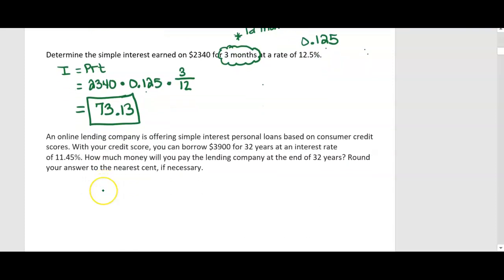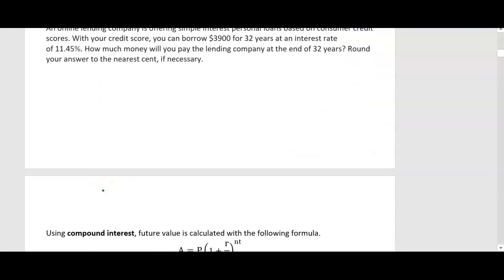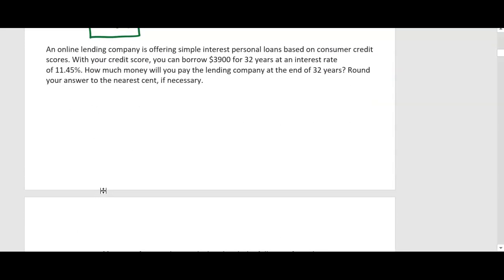We have another one. Now this one's a little wordier. You can see already it's a little longer. So an online lending company is offering simple interest loans based on credit scores. With our credit score, we can borrow $3,900 for 32 years. That's a long time to borrow money at an interest rate of 11.45%. How much money will you pay the lending company at the end of 32 years?